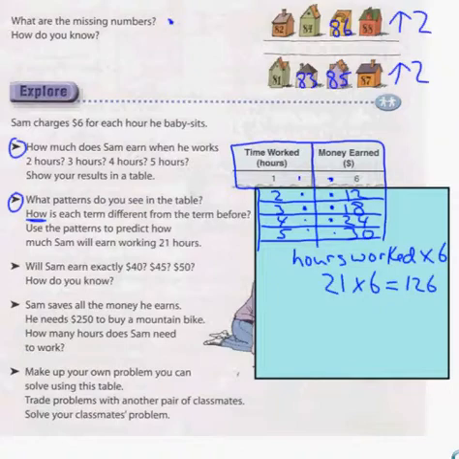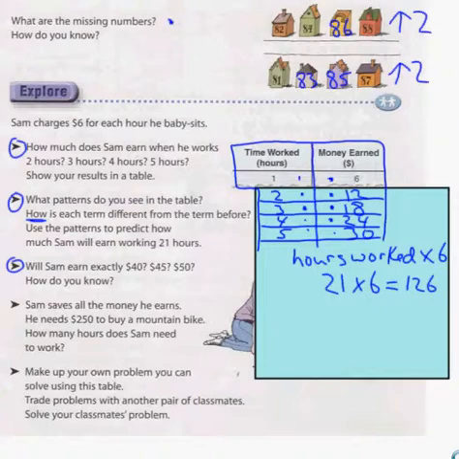Alright, next question. Will Sam earn exactly $40 or $45 or $50? And the answer to that, I'll let you try and guess. Will he ever earn exactly 40 or 45 or 50? If you know your times tables, you'll know the answer is no. Because if you do your times tables, we've got 5 times 6 already.